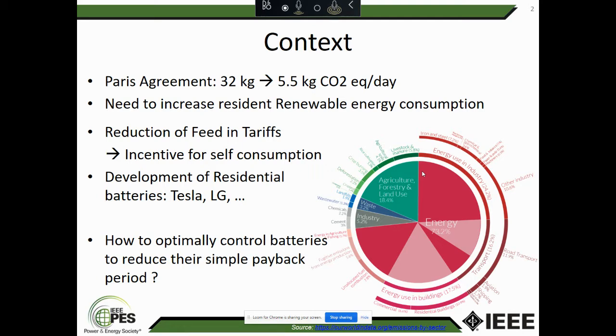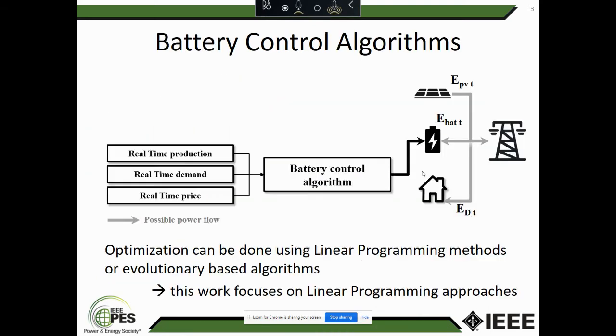So how do we optimally control those batteries in order to reduce the payback period of these assets? In terms of controls, this will be the topic of this talk. Battery control algorithms are classified in two categories. The first one is the one that we see on screen at the moment.